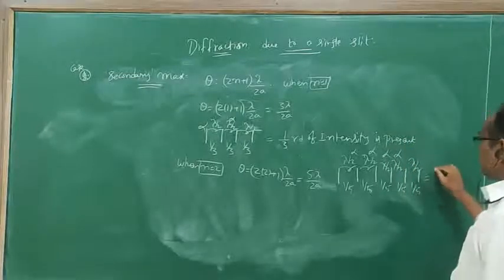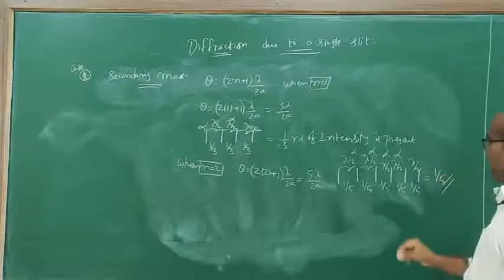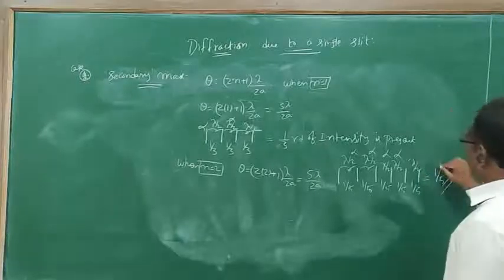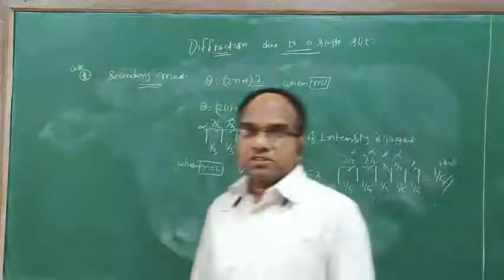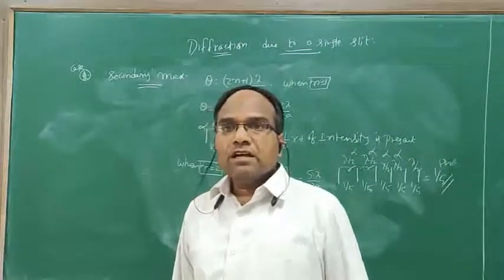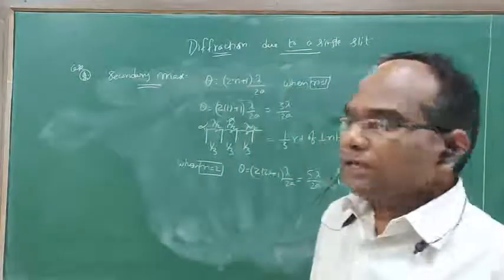How much intensity of light is it giving? 1 by 5th of the intensity of light is present.